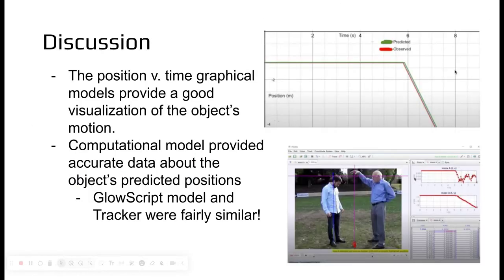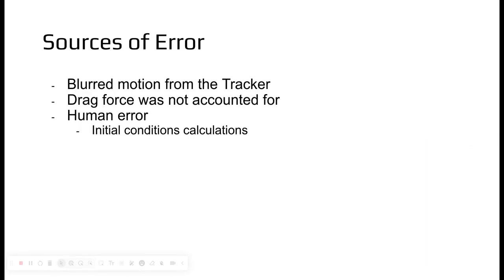So discussion: the position versus time graph models show that the graphical model is a good representation of the object's motion, as well as the computational model provided accurate data about the object's predicted positions. As you can see, the predicted and the observed are very similar. The GlowScript model and the Tracker lined up pretty much all throughout the experiment.